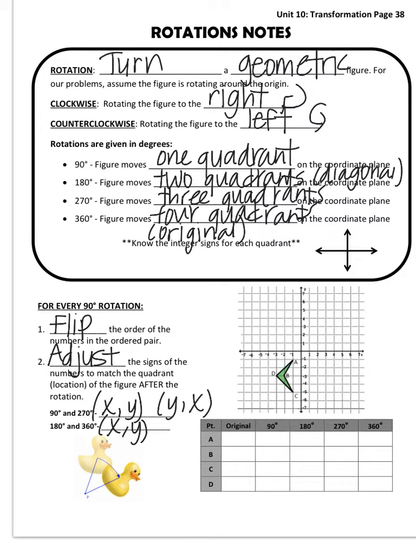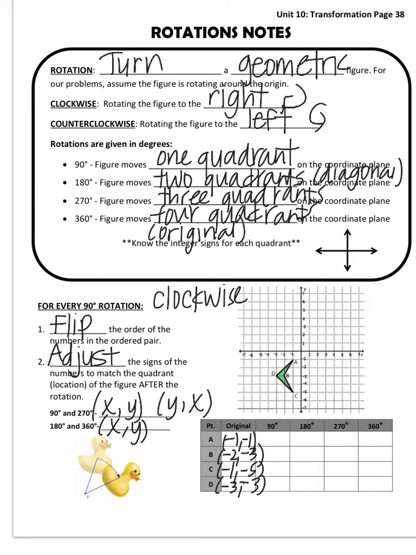Let's try this shape over here, this quadrilateral ABCD. So point A is -1, -1. B is -2, -3. C is -1, -5. And D is -3, -3. So we'll rotate this figure clockwise.